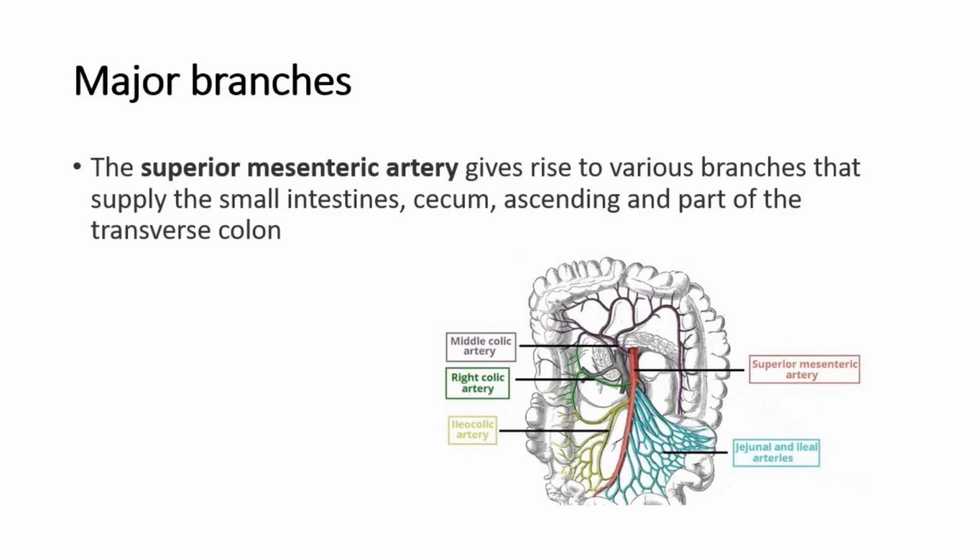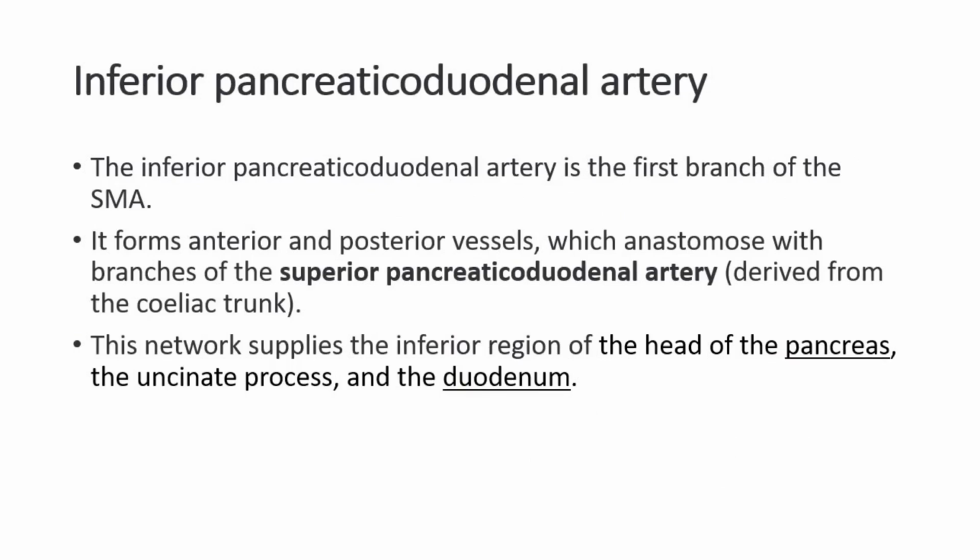The major branches of superior mesenteric artery. It gives rise to various branches that supply the small intestines, cecum, ascending and part of the transverse colon. The inferior pancreatico-duodenal artery is the first branch of the SMA. It forms anterior and posterior vessels, which anastomose with branches of the superior pancreatico-duodenal artery, derived from the celiac trunk. This network supplies the inferior region of the head of the pancreas, the uncinate process, and the duodenum.